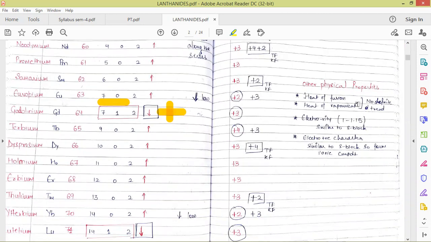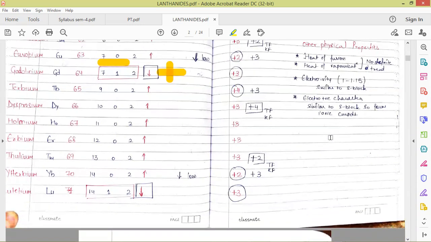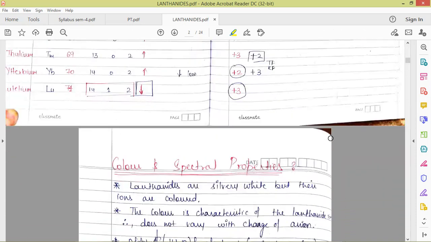And here I have written some other physical properties like heat of fusion and heat of vaporization. There is no definite trend for lanthanides in the case of heat of fusion and heat of vaporization. Electronegativity of lanthanides is very similar to s-block elements, in the range of 1 to 1.5. All the lanthanides are electropositive in character, which is also similar to the s-block. So these have a very strong tendency to form ionic compounds.